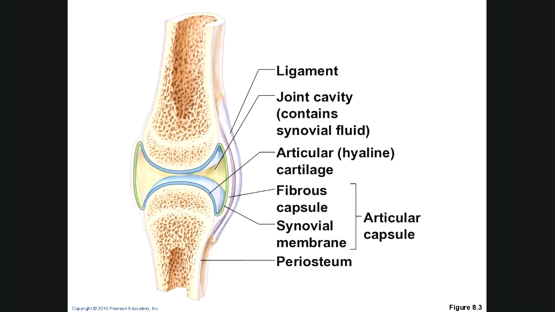This is just a typical generic joint. You have ligaments holding it together, and the joint cavity. This is the space with the synovial fluid. This is the end plate of the hyaline cartilage and the periosteum of the bone right in here.